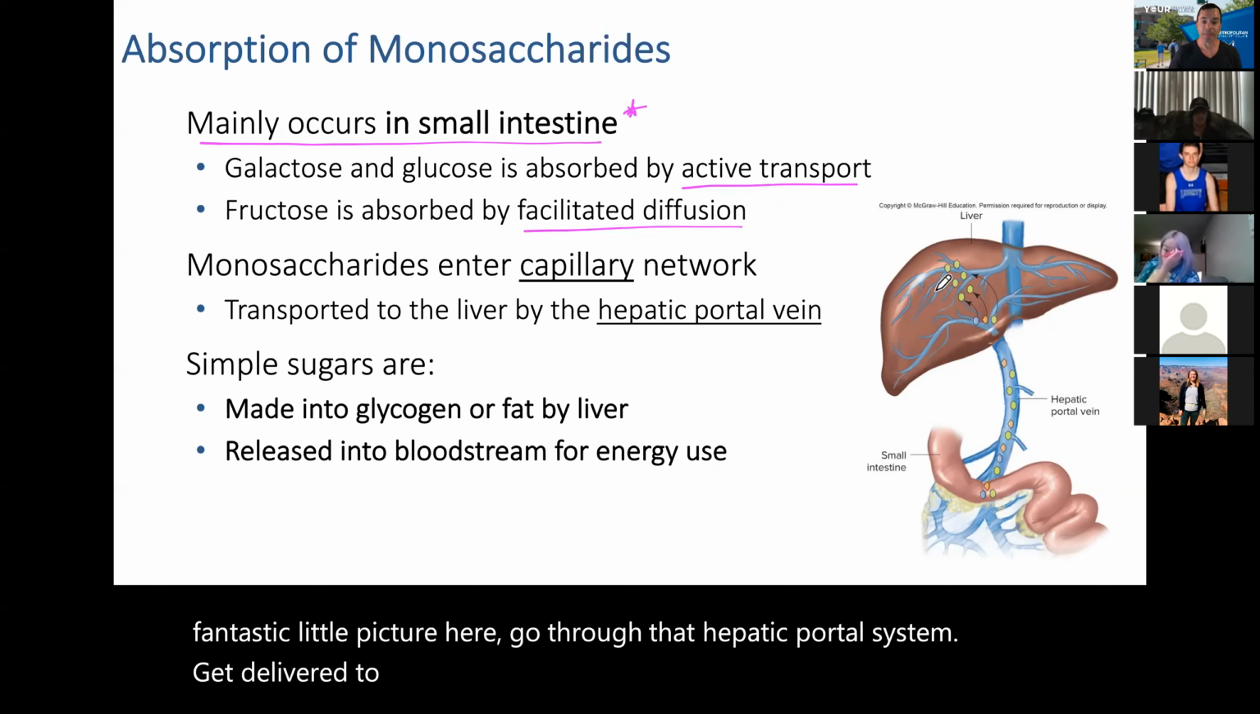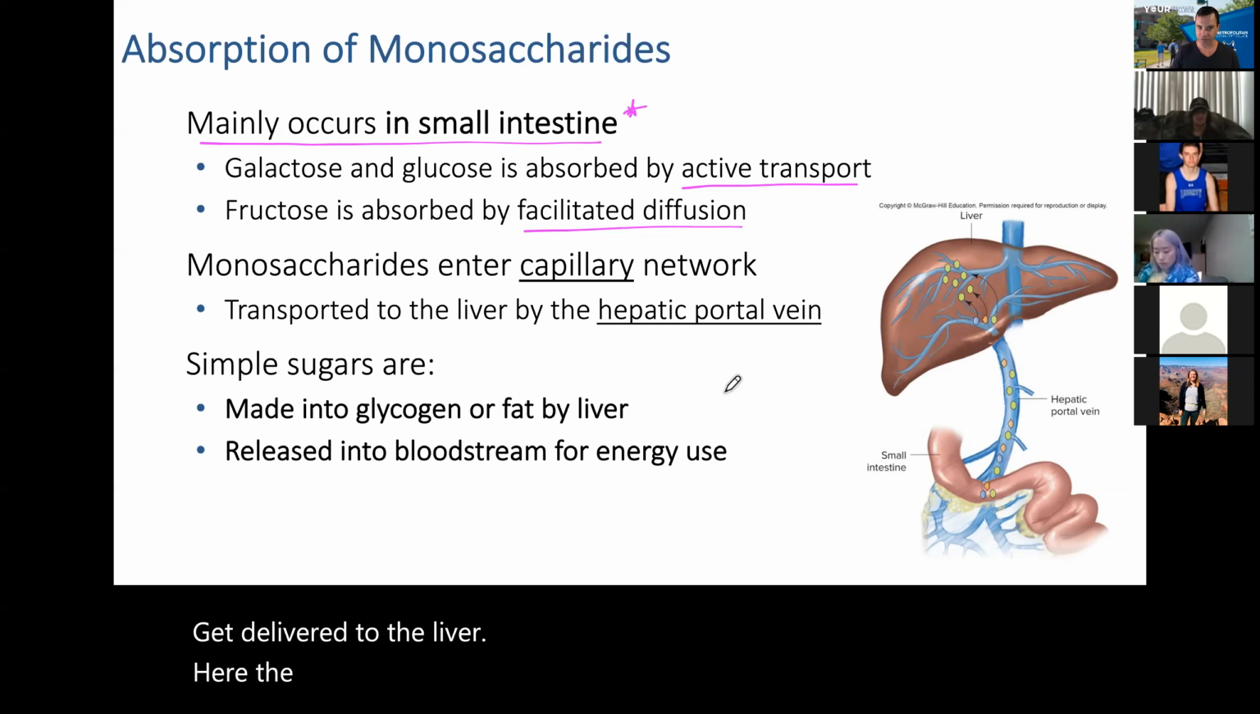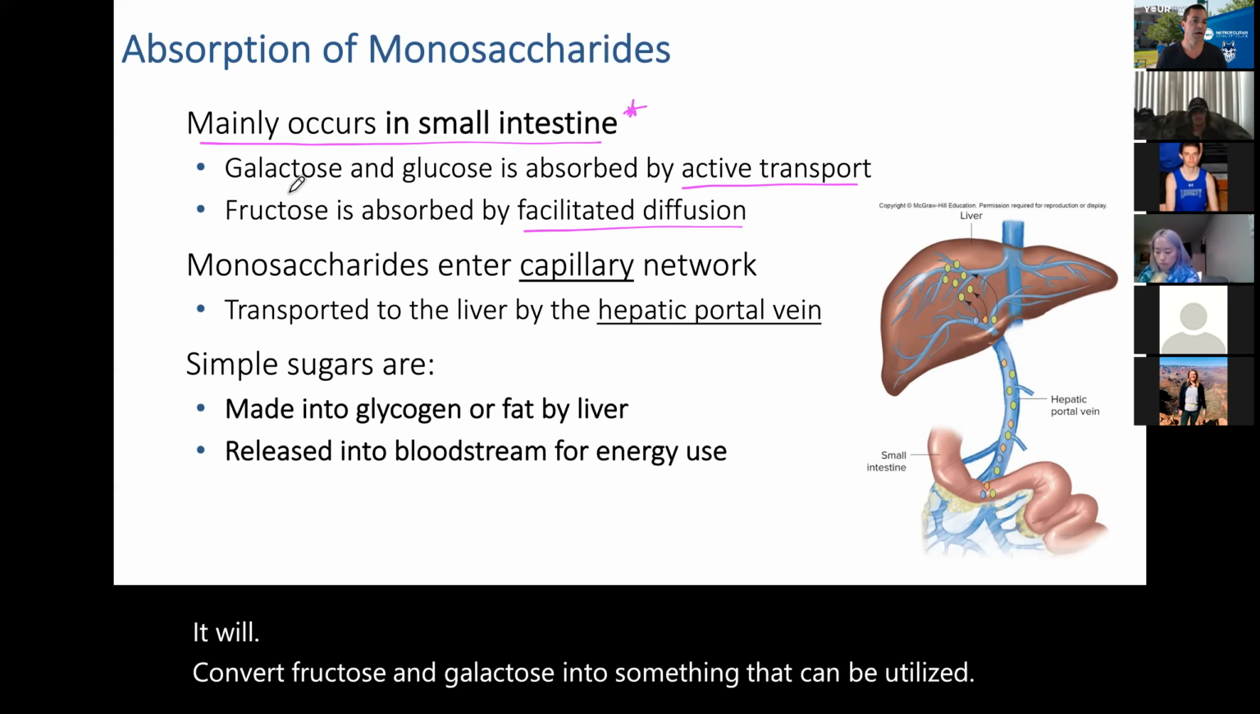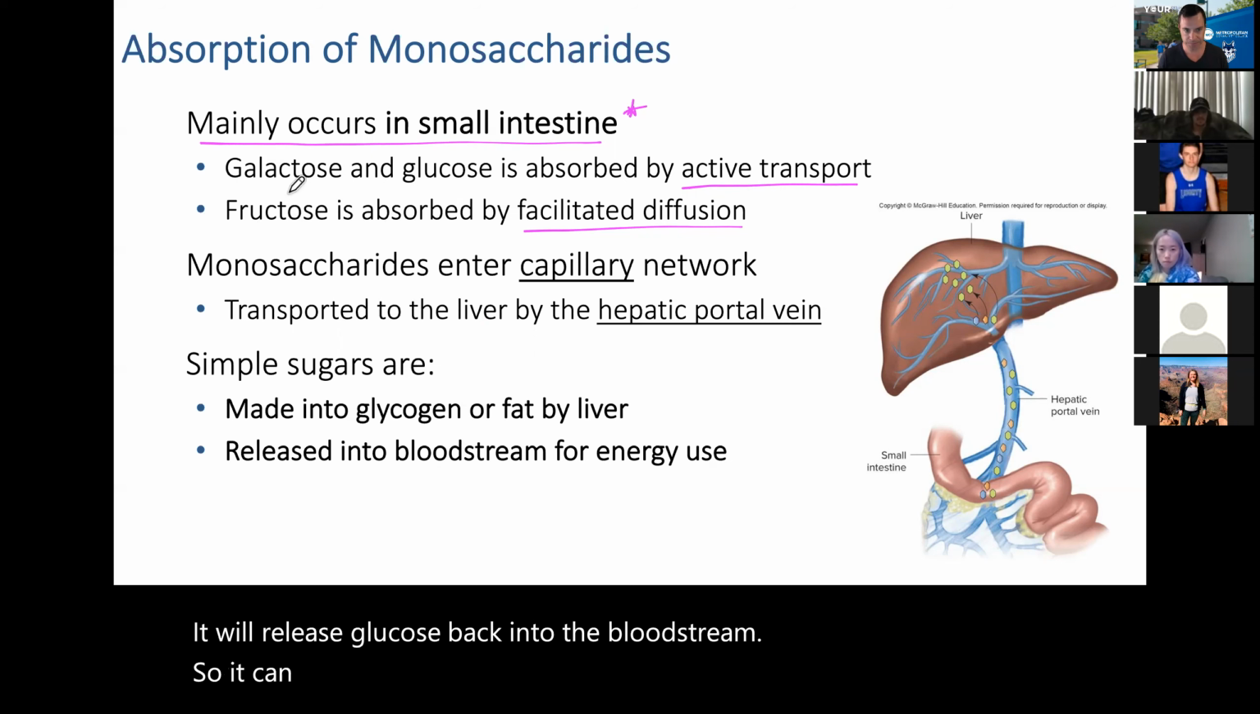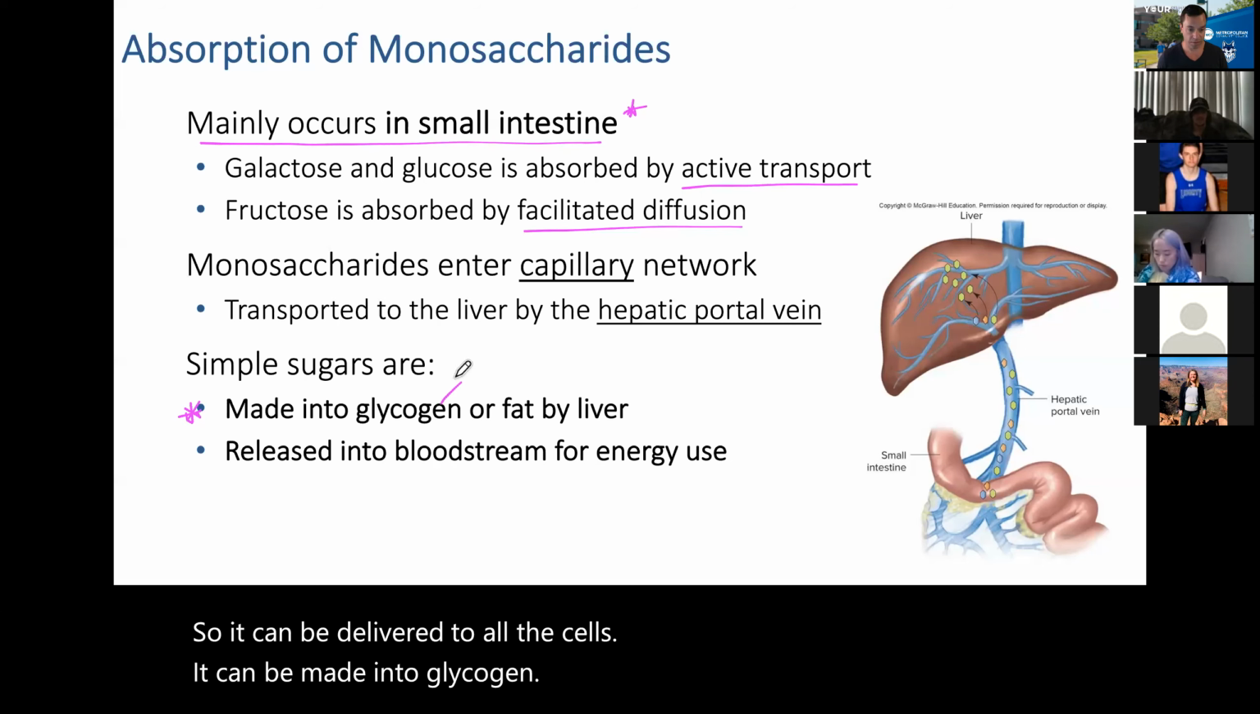Okay. Here, the liver does a few different things. It will convert fructose and galactose into something that can be utilized. It will release glucose back into the bloodstream, so it can be delivered to all the cells. It can be made into glycogen, okay? Remember, that's your storage form.